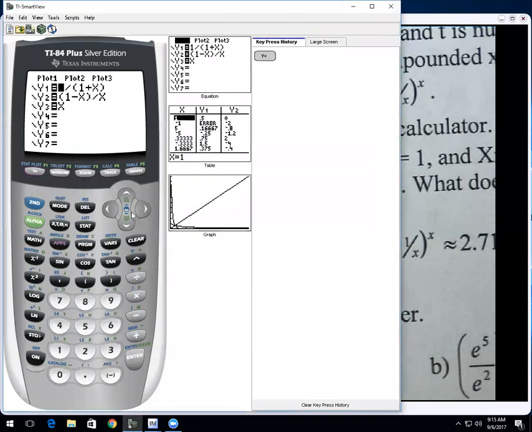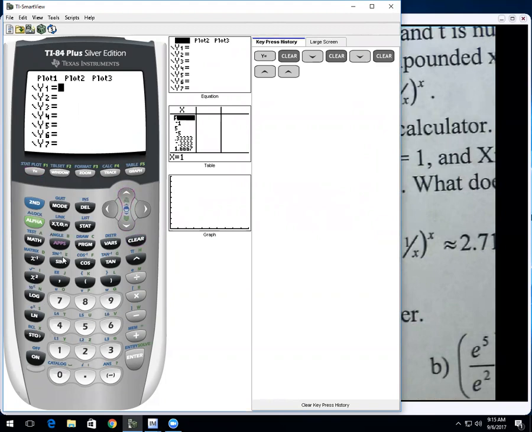I want to look at one plus 1 over N, or X in this case, to the X. Because we're letting T just be 1. And that's what the compound interest formula has simplified to. And I want to graph that.